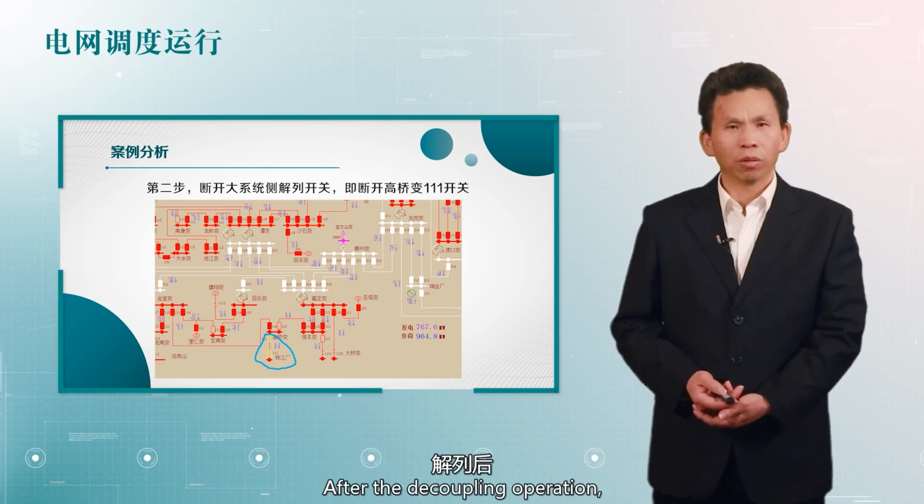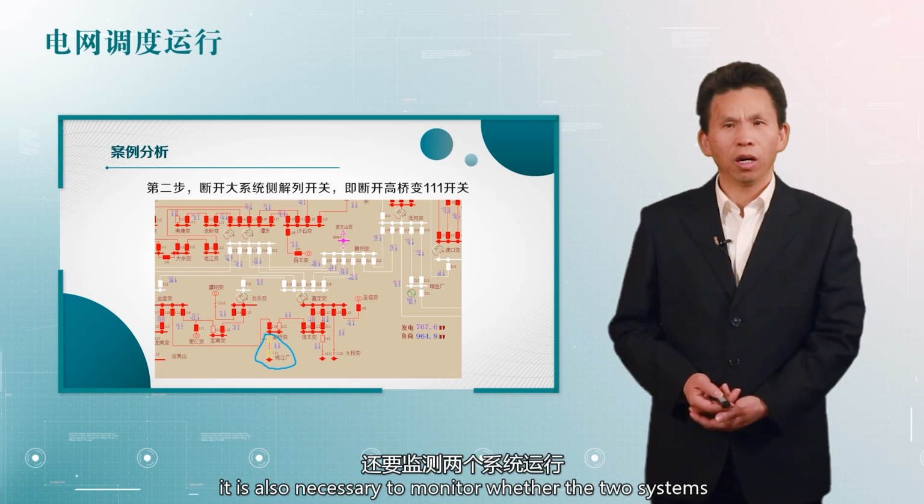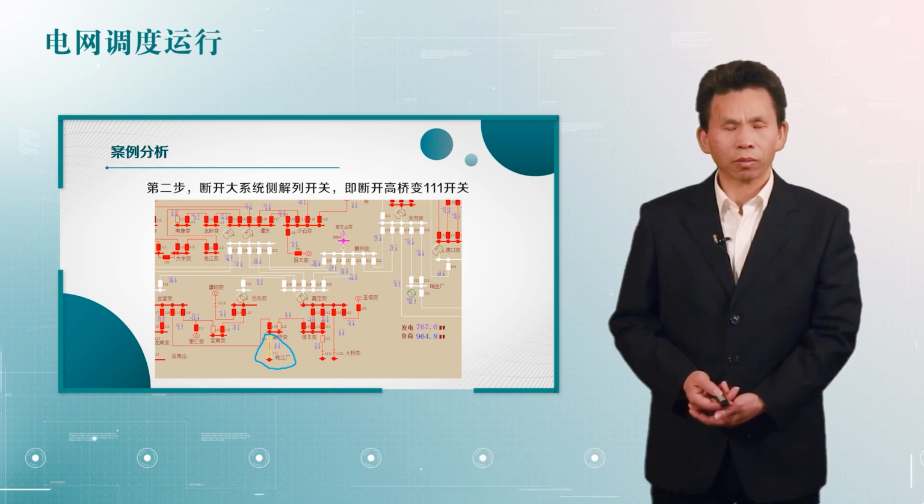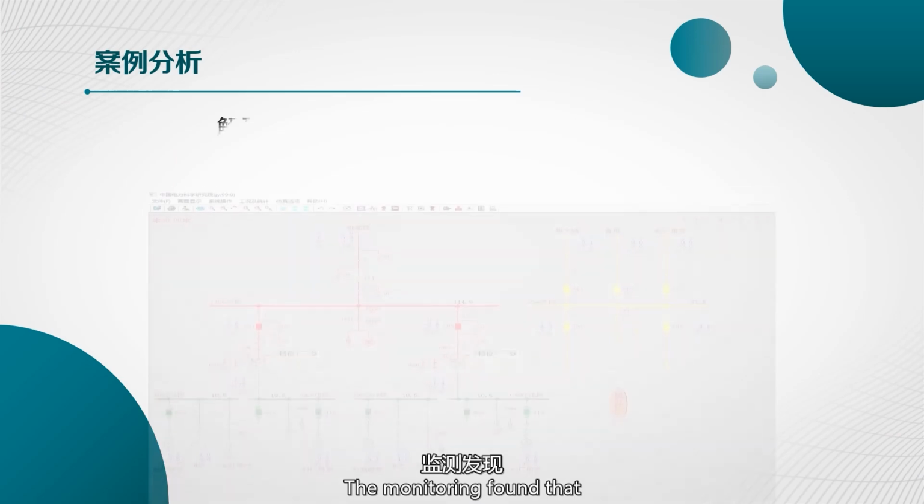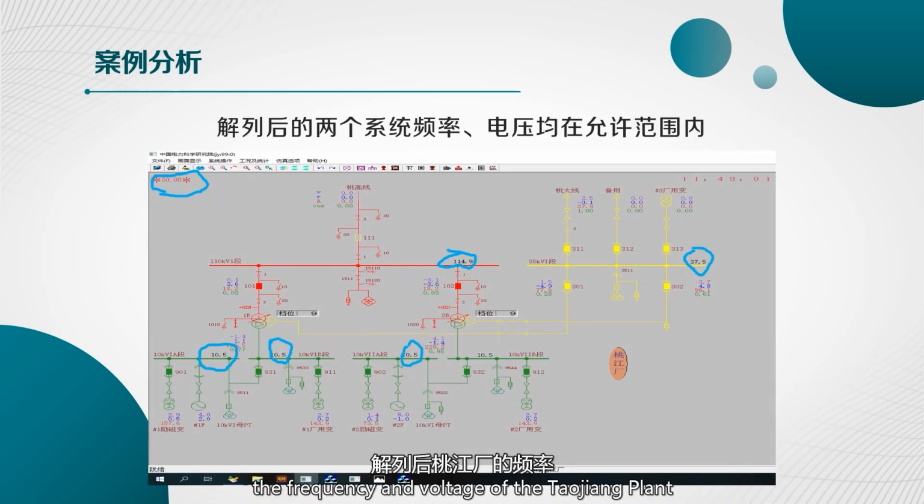After the decoupling operation, it is also necessary to monitor whether the two systems are operating normally. The monitoring found that the frequency and voltage of the Taojiang plant are within the allowable range after the decoupling operation, and the Guangzhou power grid is operating normally. So far, the Taojiang plant and Guangzhou power grid have completed the decoupling operation, and the two systems operate independently.